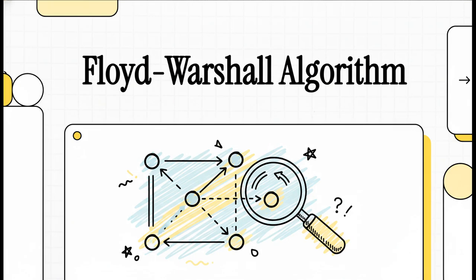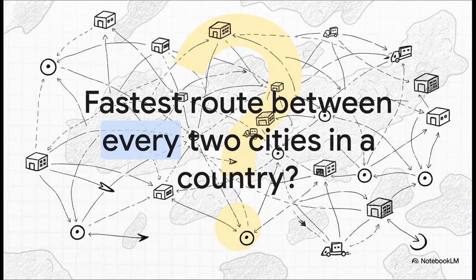All right, let's dive into the Floyd-Warshall algorithm. This is an incredibly powerful tool for figuring out the best way to get from anywhere to anywhere else. So imagine this. You're not just looking for the best route from point A to point B. No, you need the absolute fastest route between every single pair of cities in an entire country.